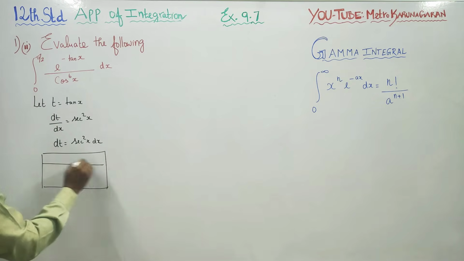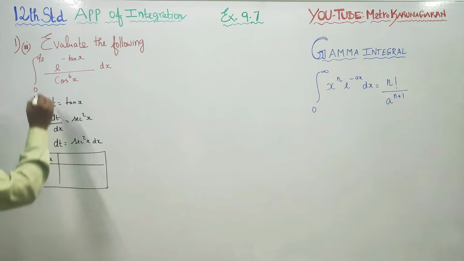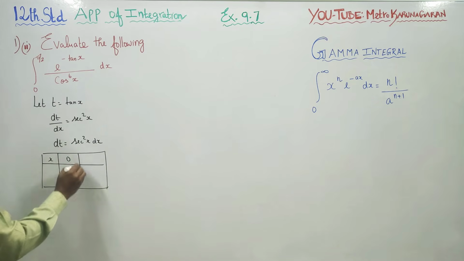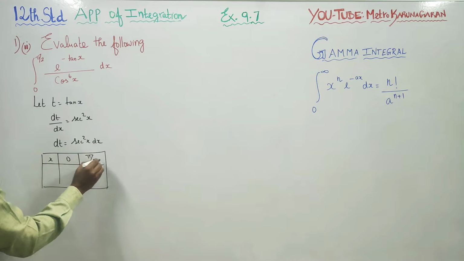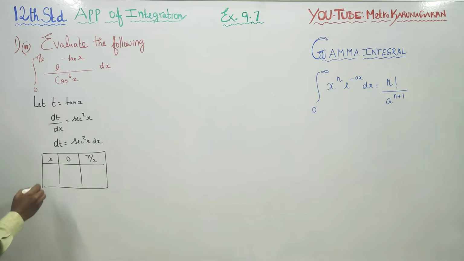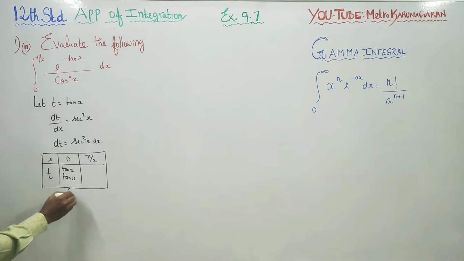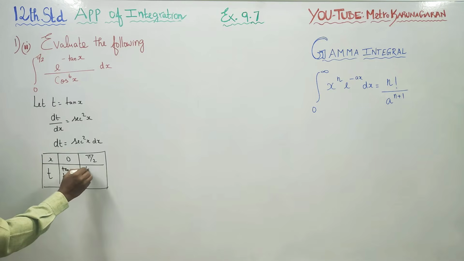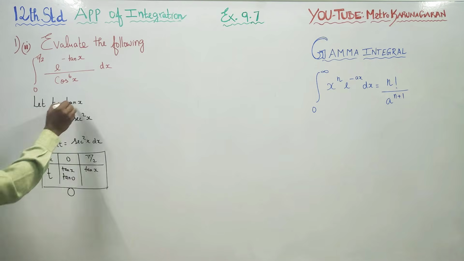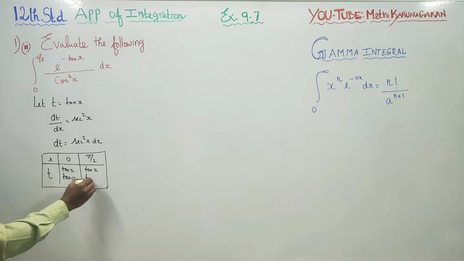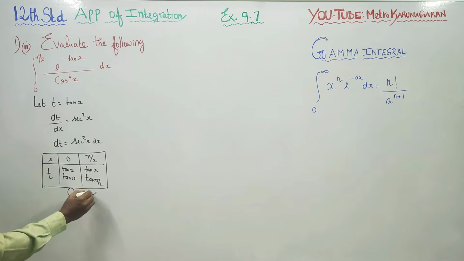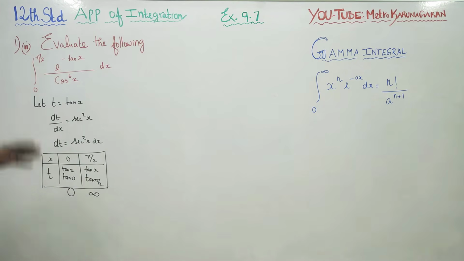Changing the limits, my x limit is 0 to pi by 2. This is the value of x. I want to change this to t, that is tan x. My tan 0 is 0. Then t is tan x, so tan pi by 2, tan 90, is infinity. I am going to substitute here.